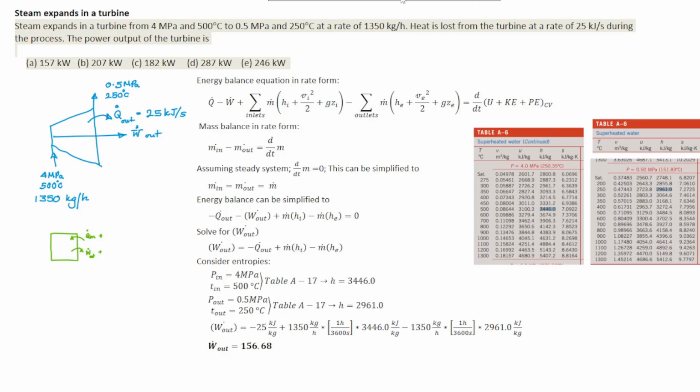So in this problem, we have a turbine, and the inlet conditions for the turbine are given, the pressure and the temperature, and also the outlet conditions for the turbine are given, pressure and temperature. We have the flow rate through the turbine given in kilograms per hour.